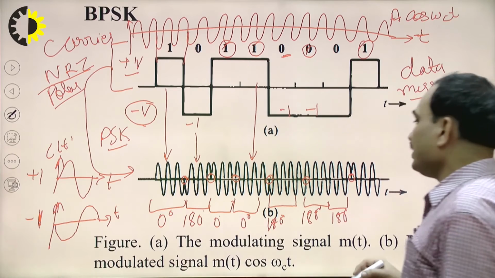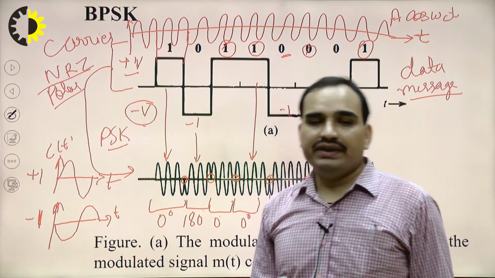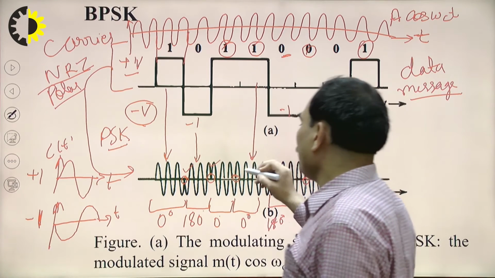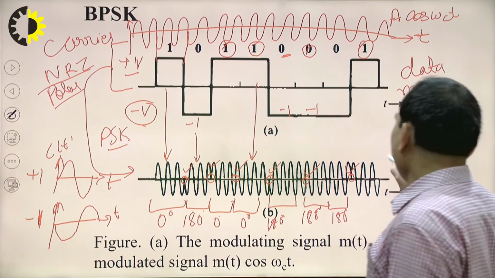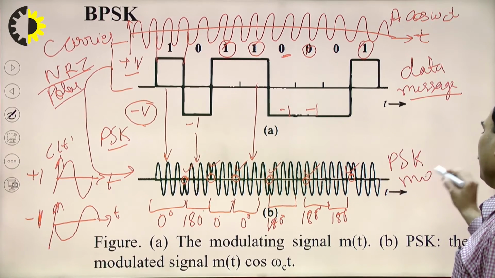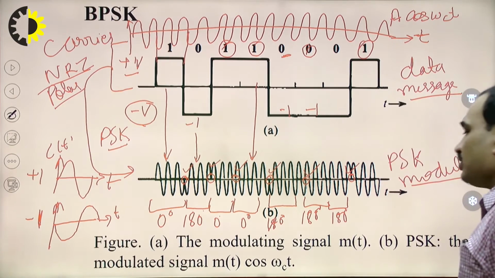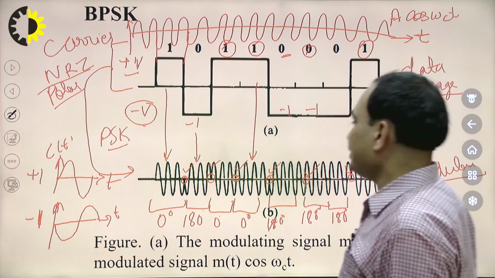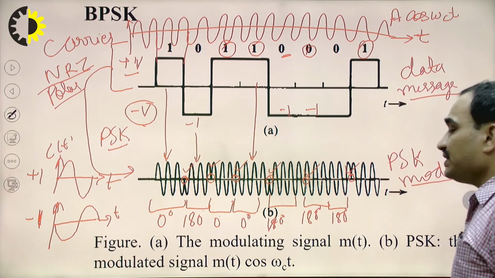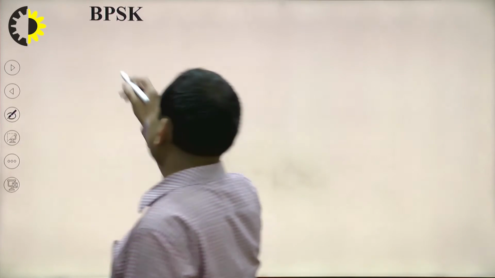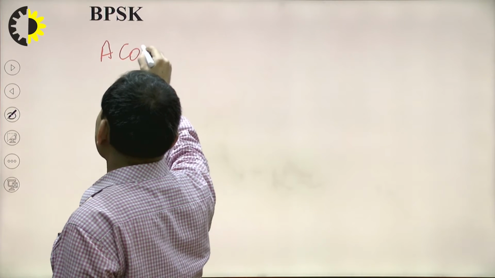Accordingly, we can see that when there is a change in the bit, or the bit is flipped, there will be a phase change or phase difference that can be observed in the PSK modulated signal. So I think the concept is clear how this PSK, or phase shift keying, is done. The modulating signal is m(t), and the PSK modulated signal is m(t) cos of omega ct. Now we can find the orthonormal basis function for our signal, which is given by A cos of omega ct.